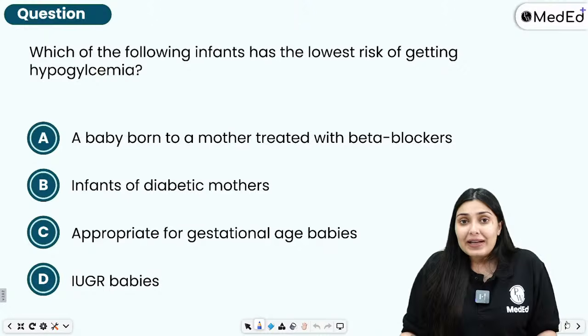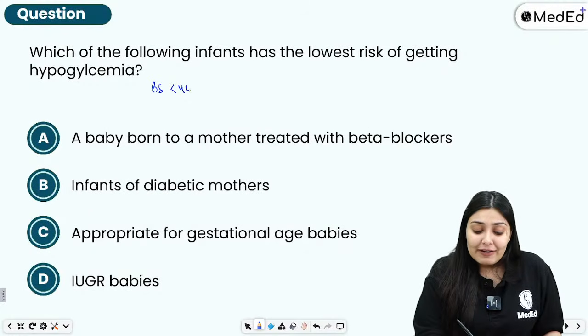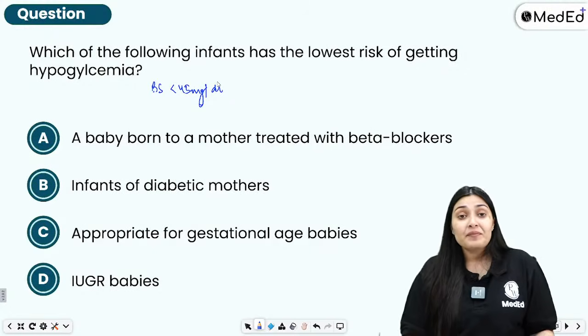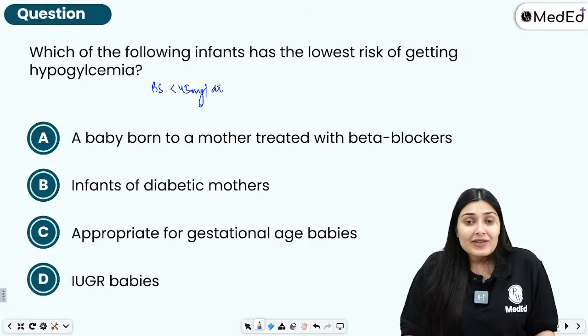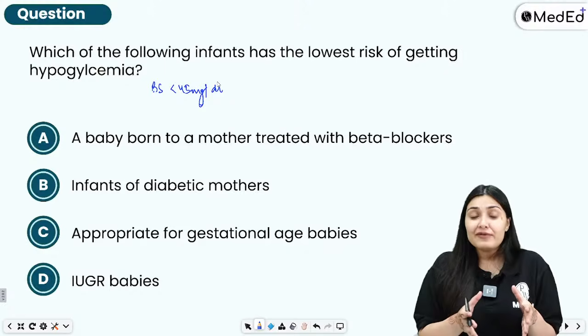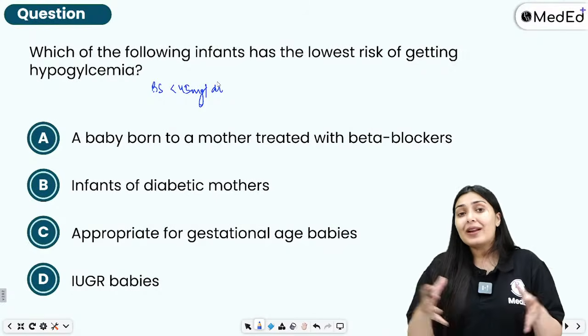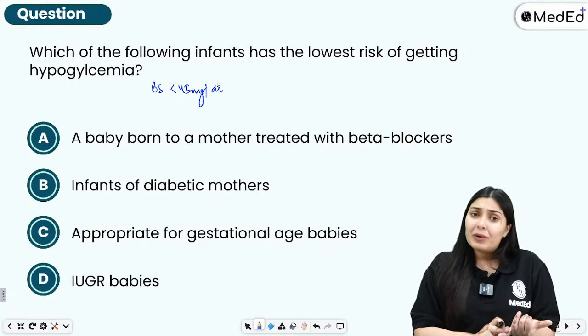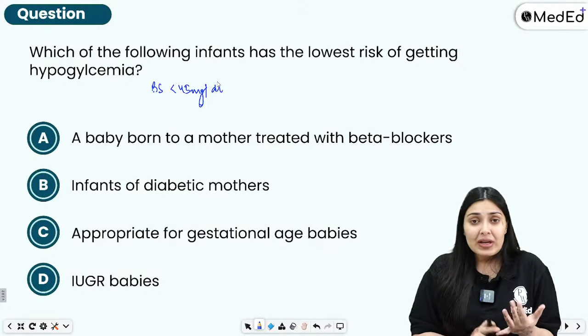So what is neonatal hypoglycemia? How do you define neonatal hypoglycemia? Blood sugar less than 45 is considered neonatal hypoglycemia. So what all babies would be at risk of hypoglycemia? Simple concept. A small baby will have less reserves, so is more prone to get into hypoglycemia. So what are these small babies? These would be low birth weight babies, preterm babies, small for gestational age babies, right?